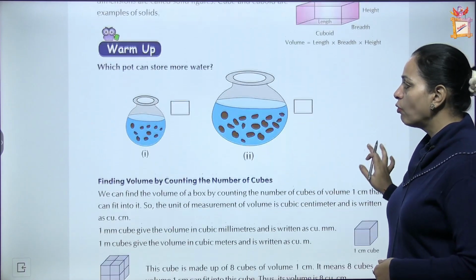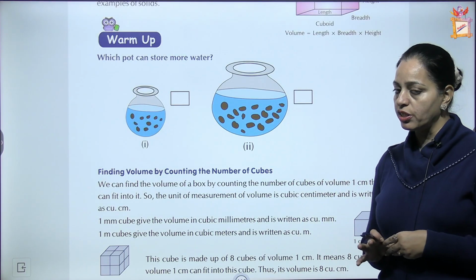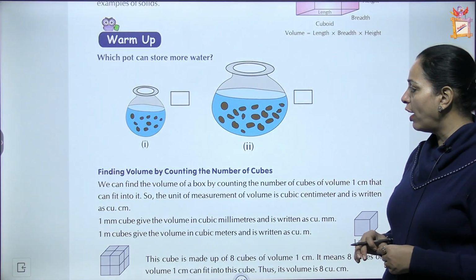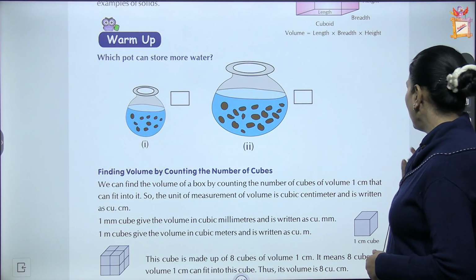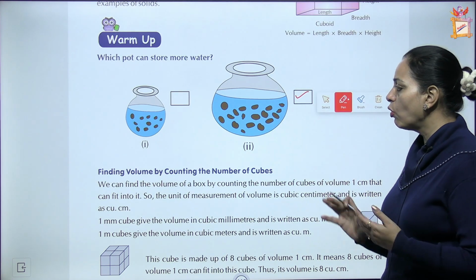Now, first warm up. Which pot can store more water? You can see the first or the second. So which one? The second one, because this is the bigger one. So it holds more water.